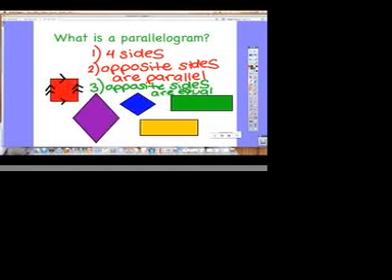What about this one? Top and bottom? Side and side? So are all of these parallelograms? They sure are. Those are all parallelograms. Okay, so do you have your 3 tests down?